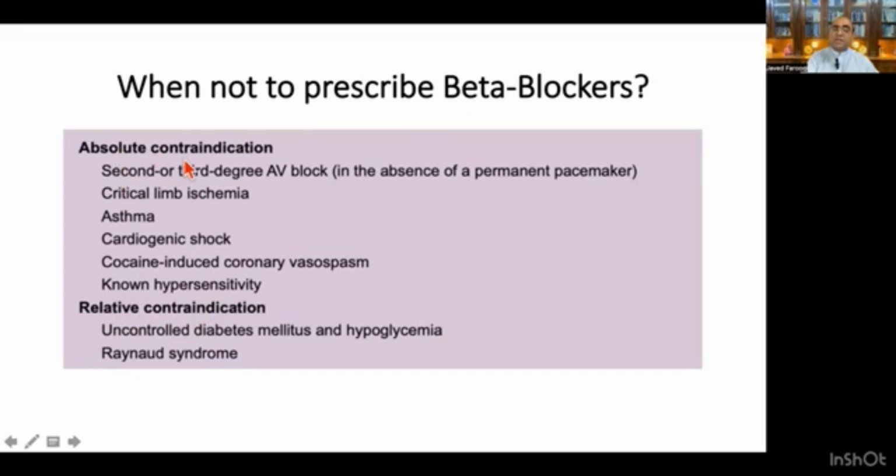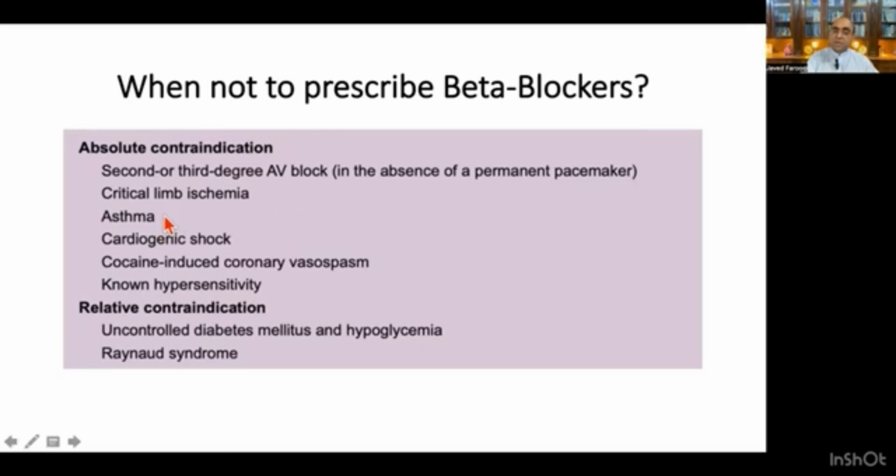The absolute contraindications are when the patient has second or third degree AV block and there is no pacemaker. If these patients are on a pacemaker, then you can start them and weigh the benefits and risks in such patients. But if the patient has no pacemaker and has second or third degree AV block, then beta blockers are absolutely contraindicated. If the patient has developed critical limb ischemia, for whatever the underlying cause may be, then again beta blockers are absolutely contraindicated.